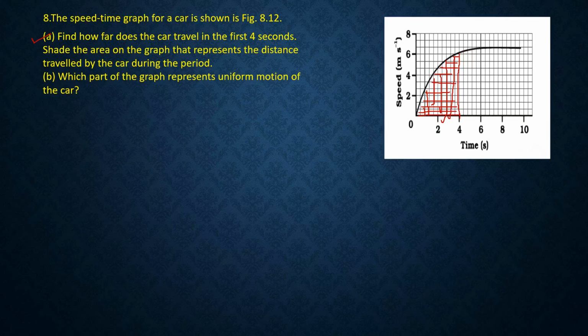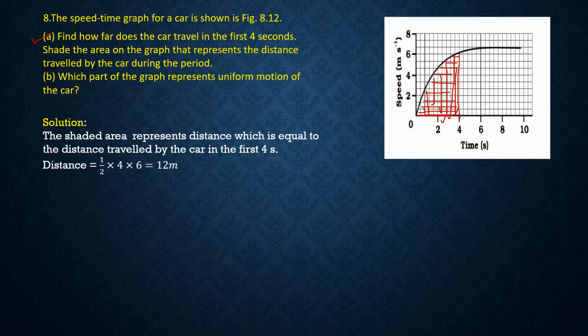Now second part, which part of the graph represents uniform motion of the car? We see that from 6 to 10 seconds the graph is a straight line parallel to the time axis. This represents that the speed is not changing with time, or the car is in uniform motion. So the car is in uniform motion from 6 to 10 seconds.